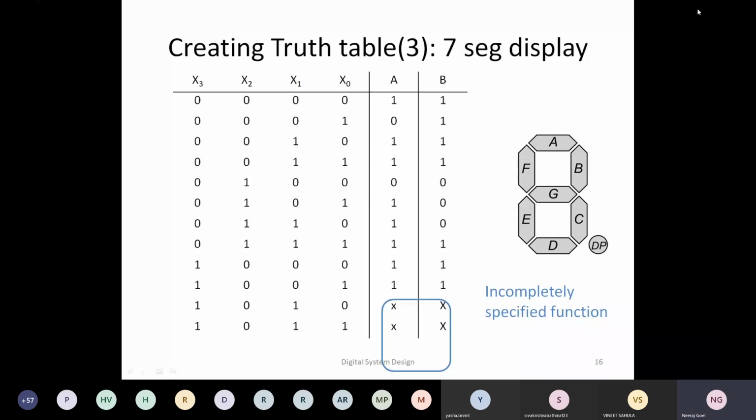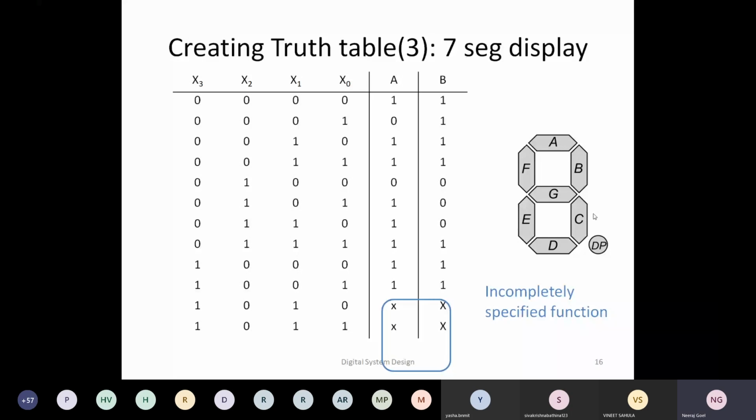Similarly, I have to write a Boolean function for all the LEDs, A, B, C, D, E, F, G. That's why it is called 7 segment display. So for all these 7 segments, I am creating a different Boolean function. And then for each one, I'm trying to enumerate which values of input it will become 1, which values of input it will become 0.